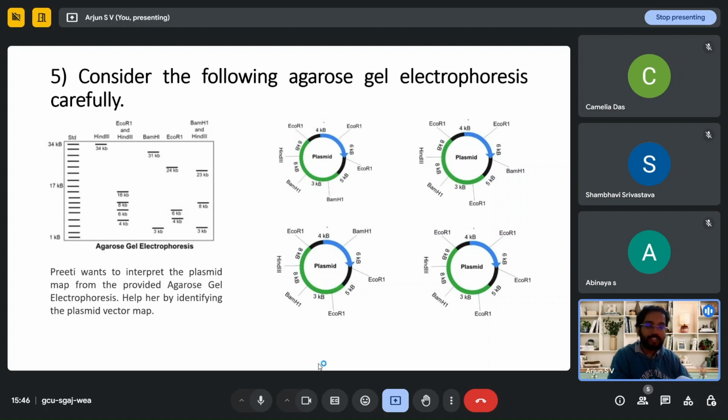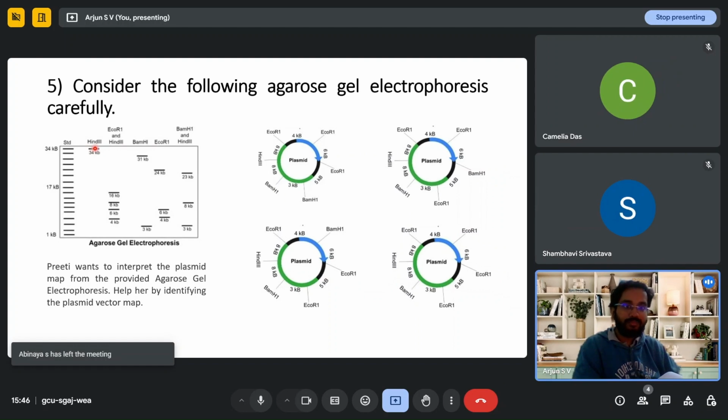One thing that I told earlier is that if there is only one restriction enzyme, the number of bands it gives almost always tells you the number of restriction sites that particular enzyme has. So you can use the options from here and also see which one of them will match which case.